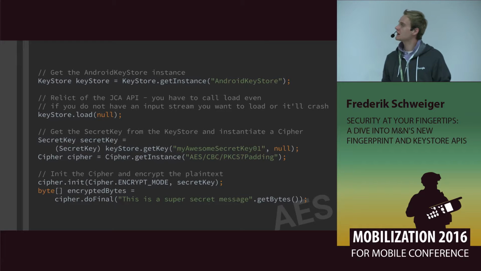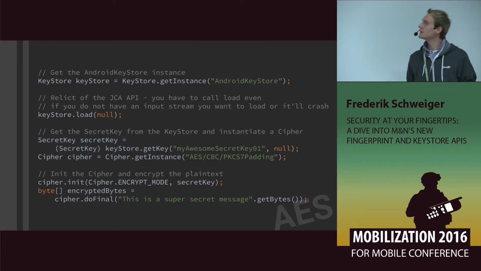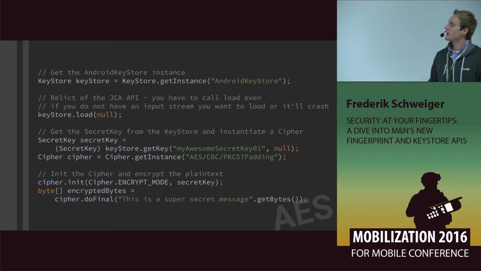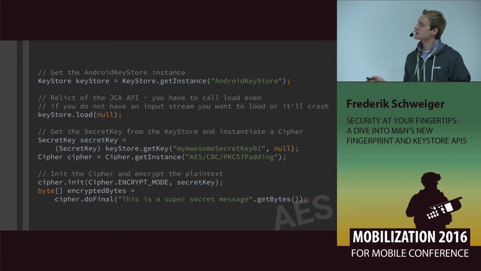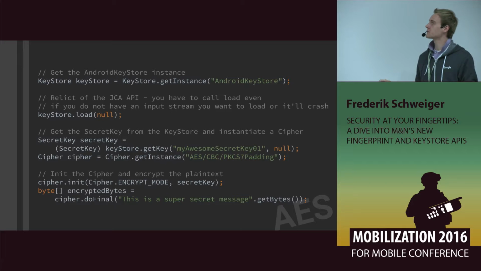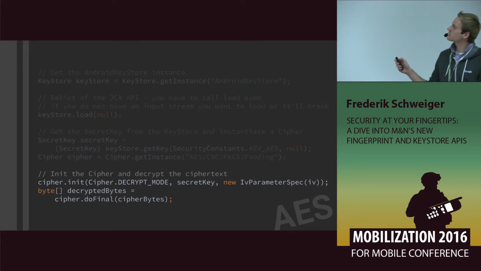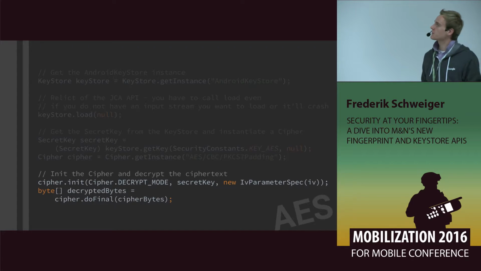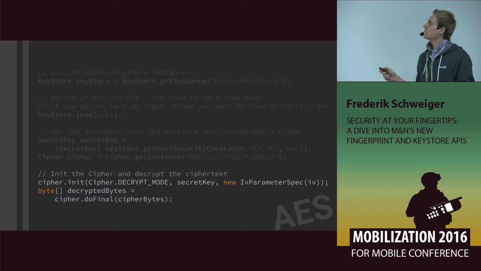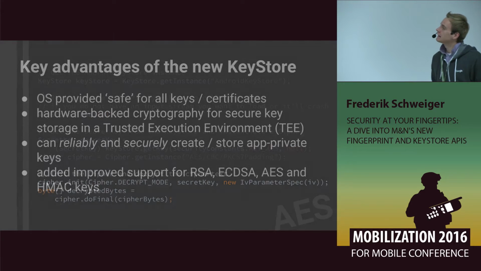After that, we initialize our cipher in encrypt mode with the secret key. We have the encrypted bytes and say cipher do final. This is a super secret message. And after that, it's encrypted. To decrypt this whole thing, we just need to call cipher decrypt mode with the secret key, with the initialization vector, and finally get the result here. So it's basically simple cryptography.